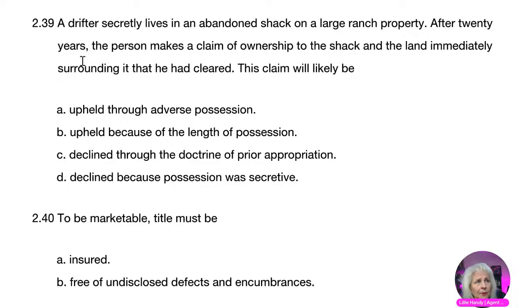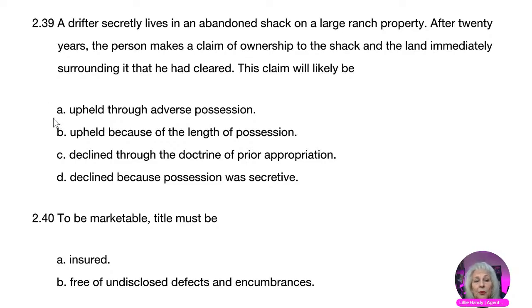Number 39. A drifter secretly lives in an abandoned shack on a large ranch property. After 20 years, there's a statute that says they have to be there for a certain number of years, depending on the state. The person makes a claim of ownership to the shack and the land immediately surrounding it that he had cleared. In other words, this person is maintaining the land and the shack that he or she is living in, the drifter. So this claim will likely be what?